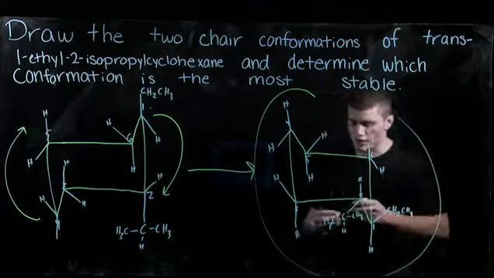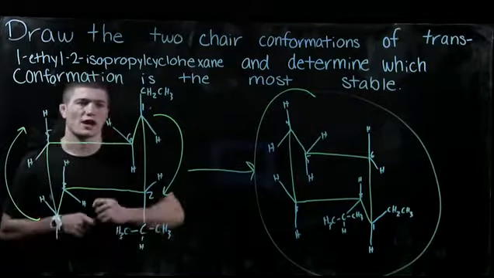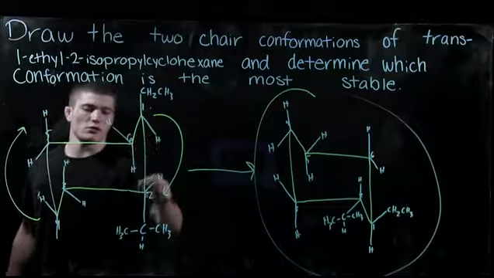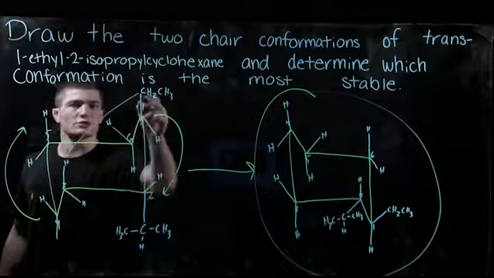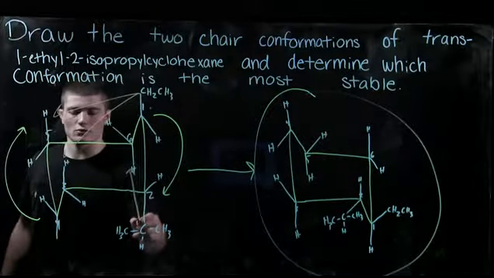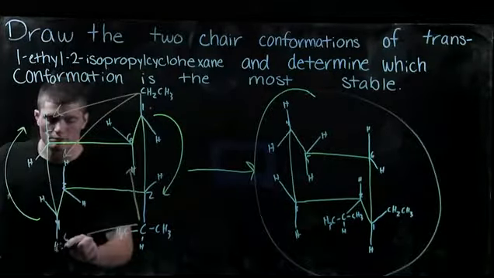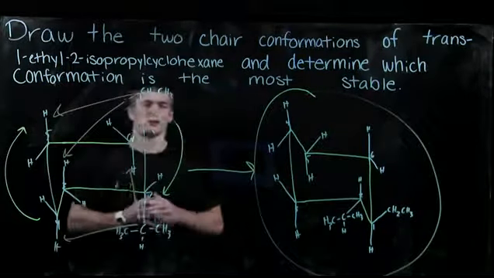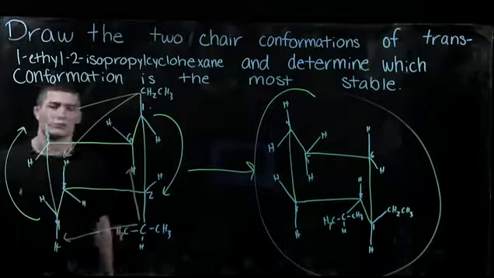And the reason for that is because when you have groups axial, there's what's called diaxial interactions. They're going to interact with each other, so all the axial up ones are going to interact with all the axial up ones. Axial down with those. Oh, looks like I forgot a hydrogen there. So there's a lot of interaction going on here within the molecule that makes it not energetically favorable or stable. So that is why that one is more stable.